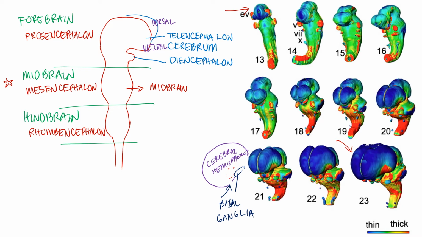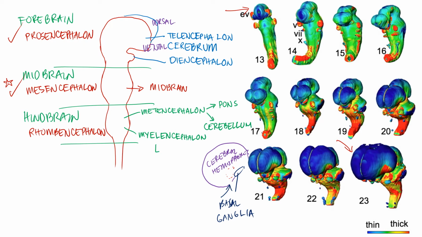Okay, now, so you have your forebrain, you have your midbrain. Now we're going to talk about your hindbrain. So your hindbrain is made up of your two parts, your metencephalon, and basically that gives rise to your pons and cerebellum. And you will have your myelencephalon, which will give rise to your medulla.